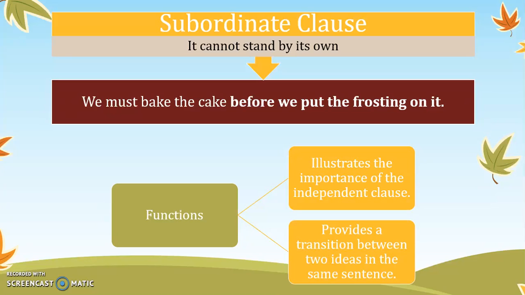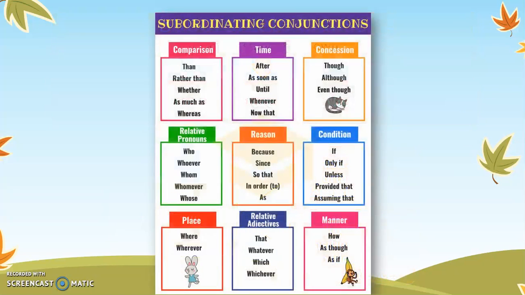The subordinating conjunction has a second job, which is to provide a necessary transition between the two ideas in the sentence. This transition will indicate a time, place, or cause and effect relationship. We can see in the following list of examples the different uses or functions of subordinating conjunctions. They can indicate comparison, time, concession, relative pronouns, reason, condition, place, relative adjectives, or manner.